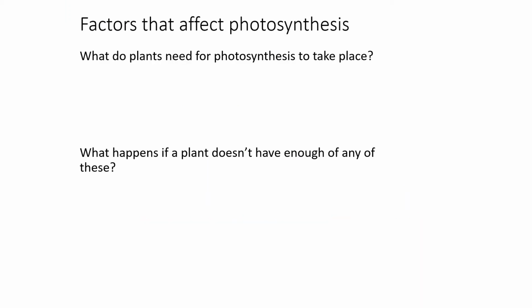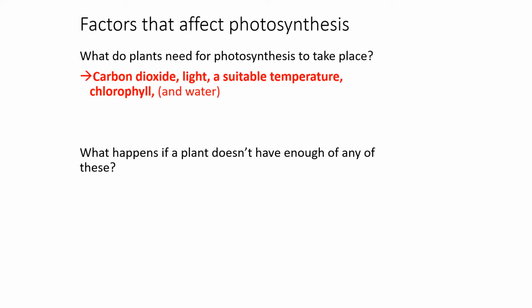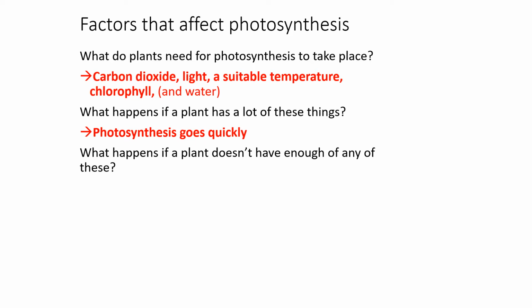The factors that affect photosynthesis. What do plants need for photosynthesis to take place? They need carbon dioxide, light, a suitable temperature, and chlorophyll plus water. What happens if a plant has a lot of these things? The photosynthesis goes quickly. What happens if a plant doesn't have enough of these things? In that case, photosynthesis goes slower.